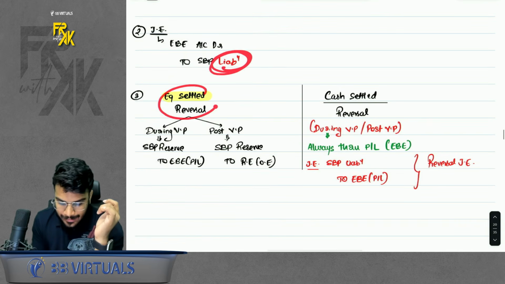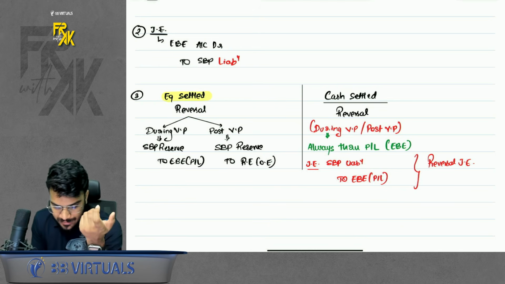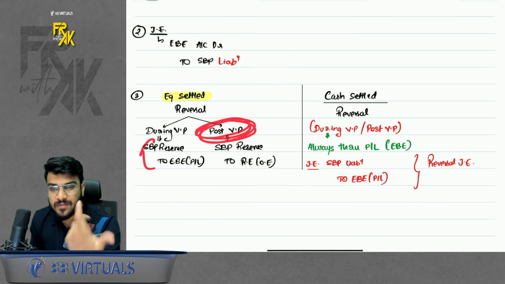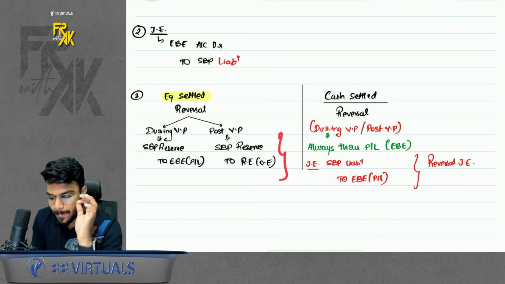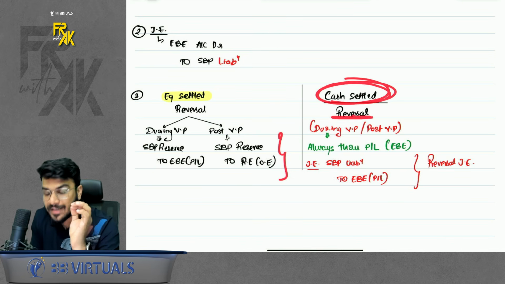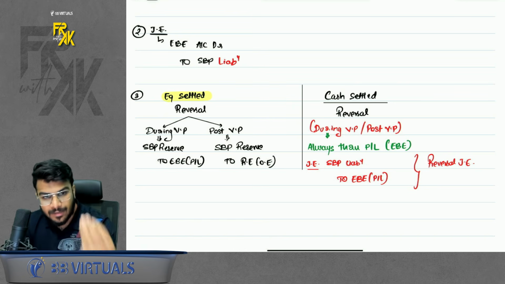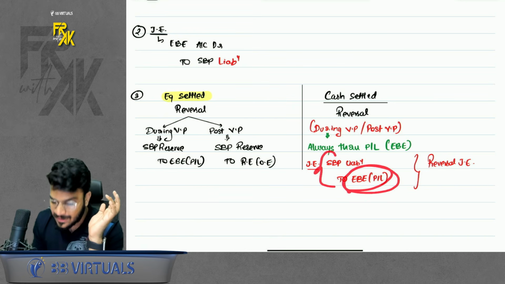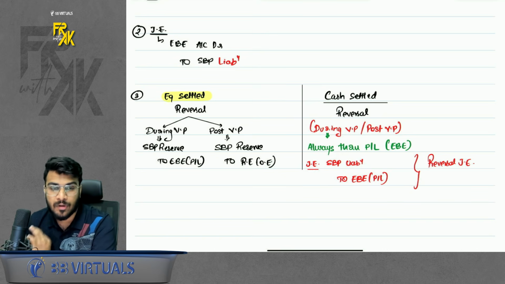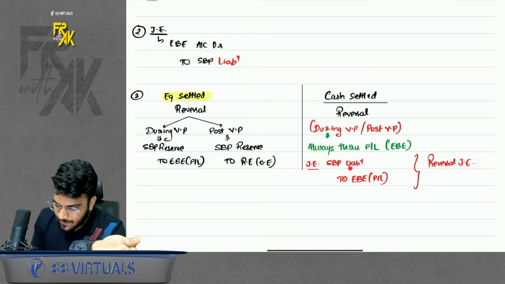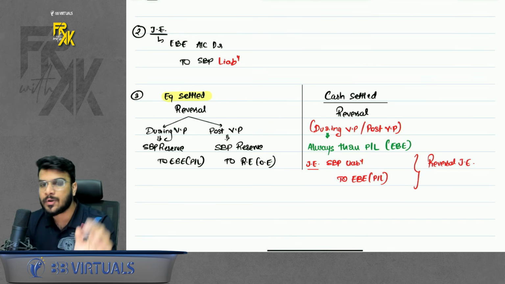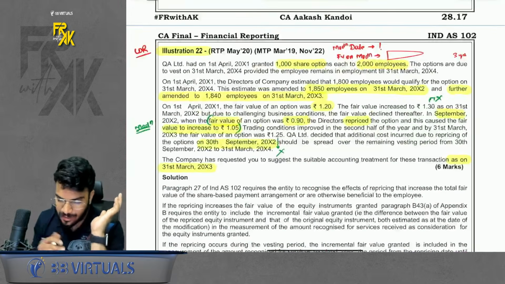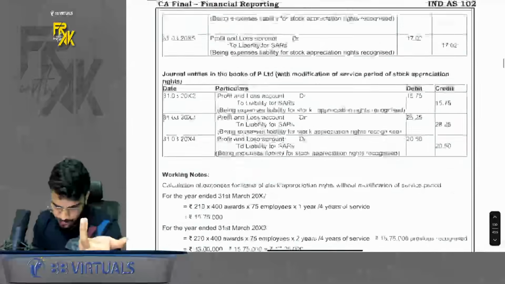Also in equity, do you remember I told you if reversal happens during vesting period, reversal is done through profit and loss. If reversal happens post vesting period, reversal happens through retained earnings. But in case of cash settled, if there is any reversal happening, whether during vesting period or post vesting period, it will always be done to employee benefit expense, profit and loss. There is no concept of retained earnings in cash settled. Why? Because whenever a liability is reversed, it is always transferred to profit and loss. Do remember that. To understand this part better, we have illustration number 21, which is a good question.